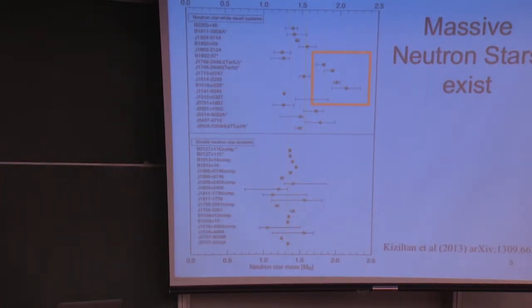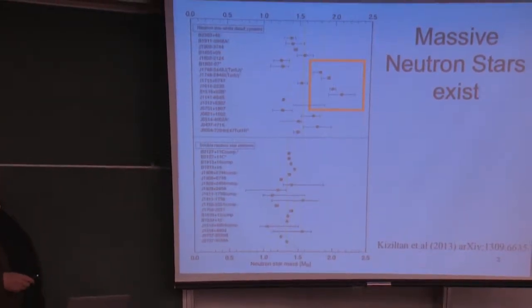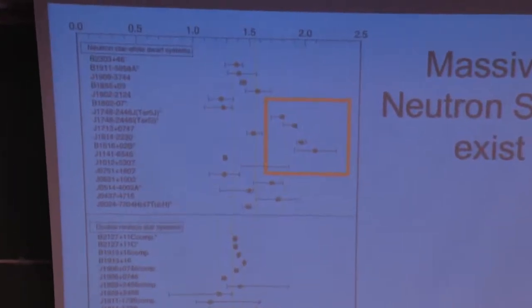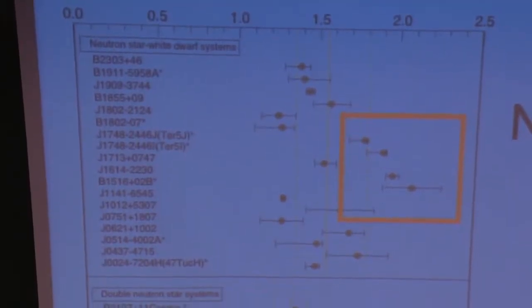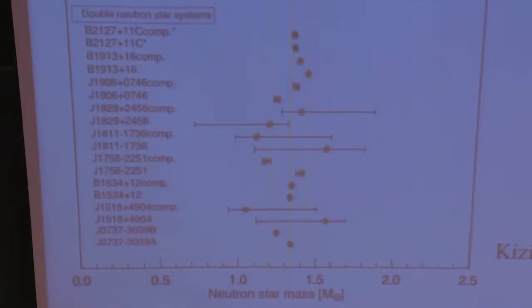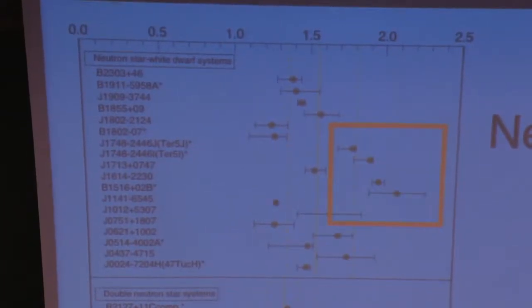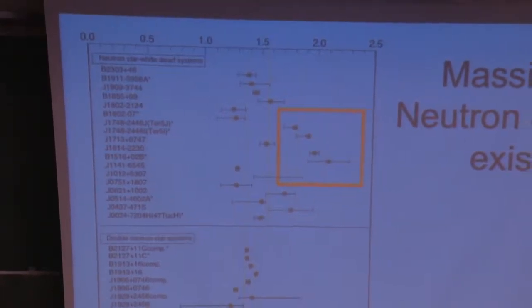Let me give a little more background on the problem. This is a recent review of all of the known neutron stars in binary systems and pulsars, and we can measure their mass. And until very recently, we always thought neutron stars, we would always see them around 1.5 times the mass of the sun. But a couple of years ago, especially this object here, showed up with a very high neutron star mass.